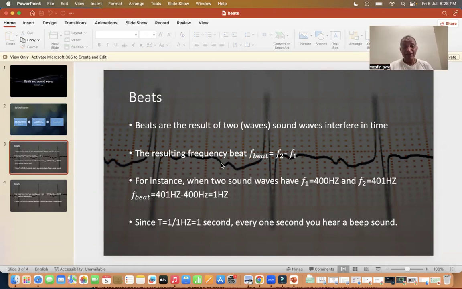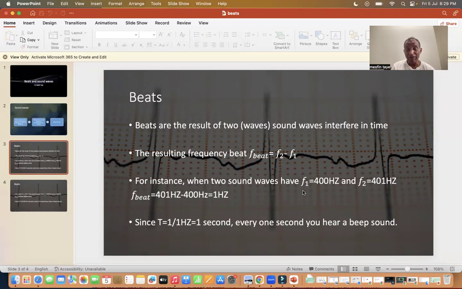The frequency of a beat is given by f2 minus f1, where f2 is the frequency of the second wave and f1 is the frequency of the first wave. For instance, one sound wave has a frequency of 400 hertz, and the other has a frequency of 401 hertz. The frequency of the beat you hear is going to be 401 hertz minus 400 hertz, which is 1 hertz. Since period is 1 over frequency, this is going to be 1 second.